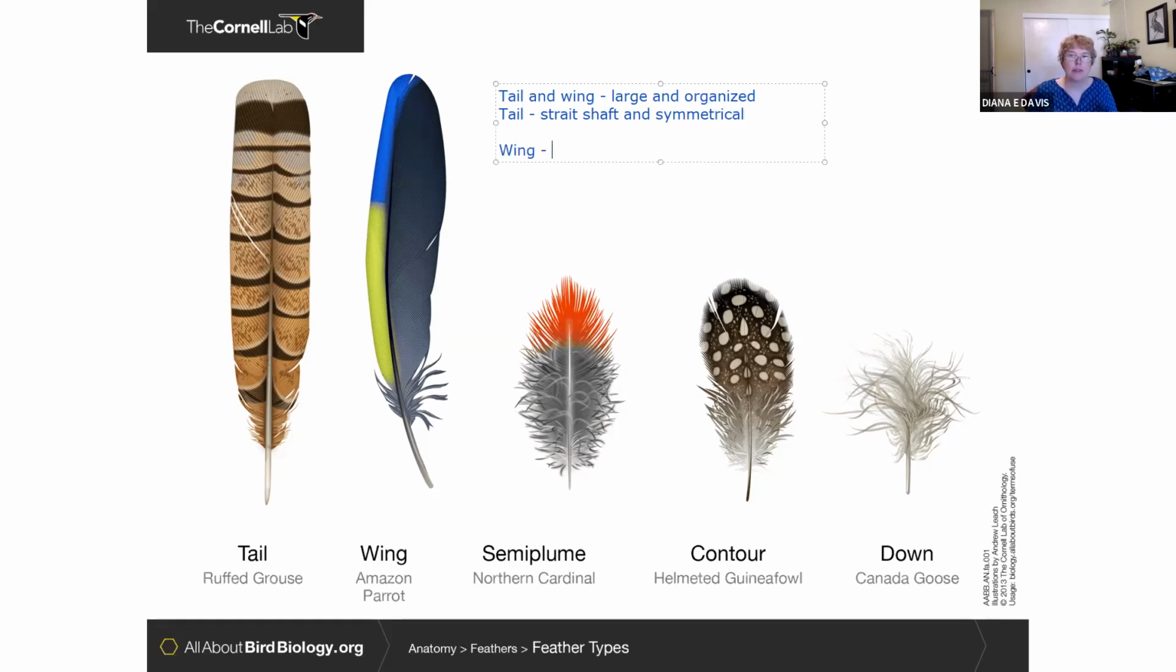On wing feathers, they have a curved shaft, and they are what we call asymmetrical. So you can see the shaft curves, and the side on the left is different than the side on the right.